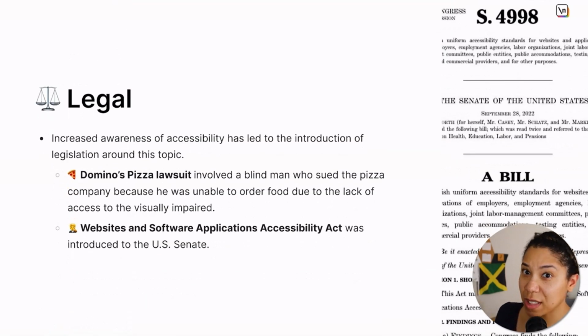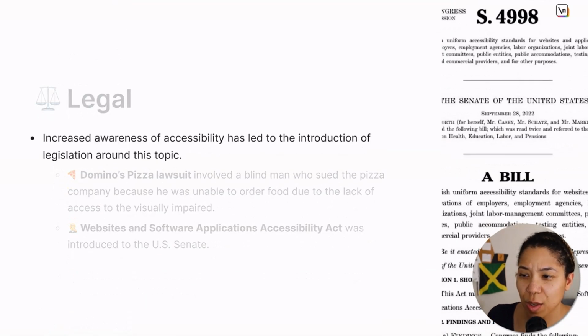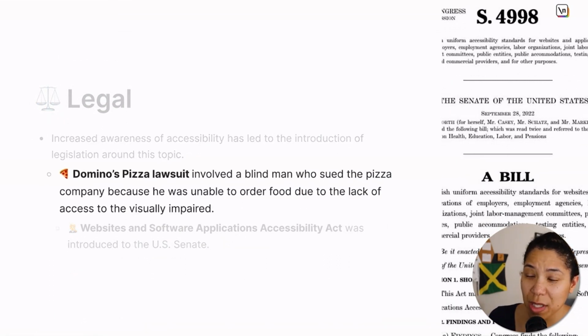Lastly, we'll take a look at some legal implications. Increased awareness of accessibility has led to the introduction of legislation around this topic. The first thing we'll take a look at is the Domino's Pizza lawsuit, which involved a blind man who sued the pizza company because he was unable to order food due to the lack of access for the visually impaired. The suit was one of more than 2,000 lawsuits filed over web accessibility in that year alone.